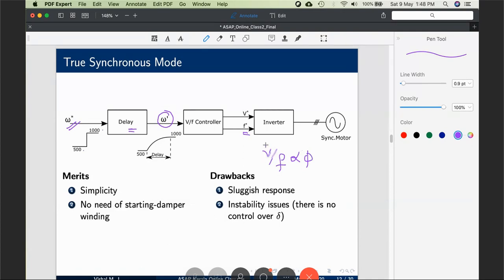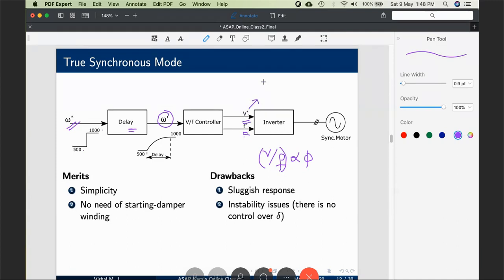So we change V by F simultaneously, so that the V by F ratio remains at its rated constant value. If we change frequency to change speed, we proportionally change voltage to keep the air gap flux at its rated value. So we change V.